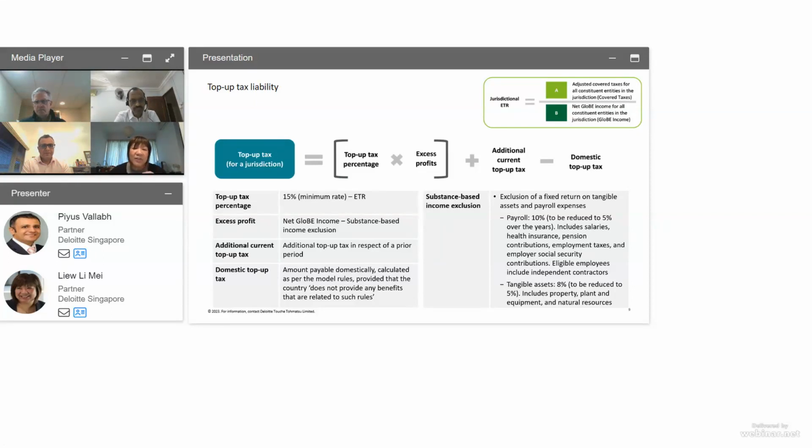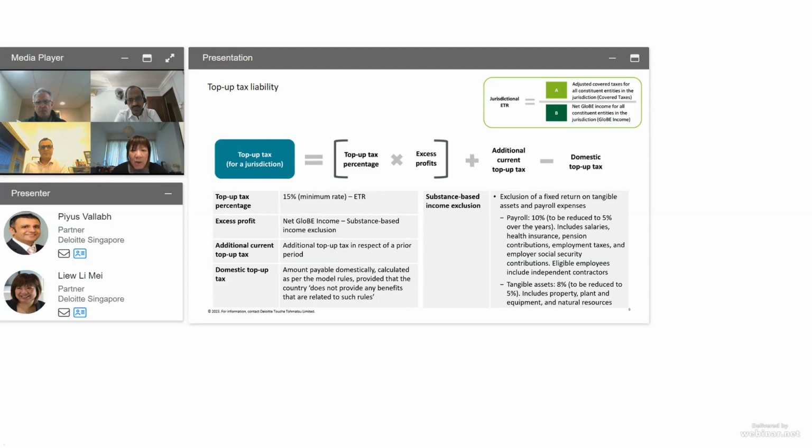So what this substance-based income exclusion does is it has an effect of reducing the amount of excess profits on which top-up tax percentage is applied. And why is this important? Because your top-up tax percentage is unlikely to change. But if you are asset heavy or have many employees in a particular low tax jurisdiction, this could help manage the amount of top-up tax that is payable. And then lastly, adjustments will need to be made for additional top-up tax in respect of prior period, and a credit will be given for QDMTT that is being paid in that jurisdiction.